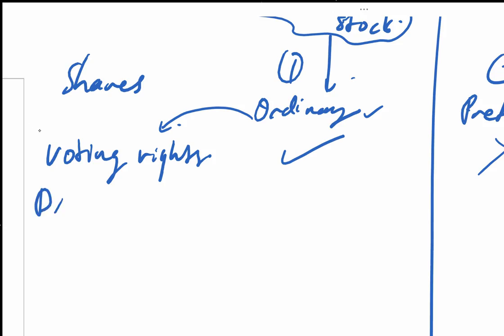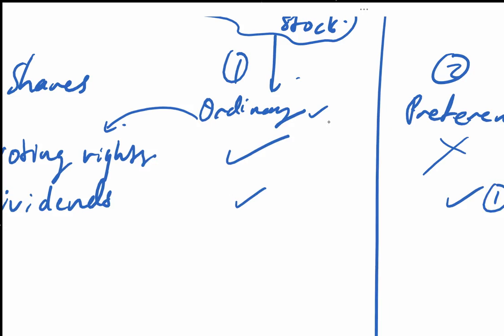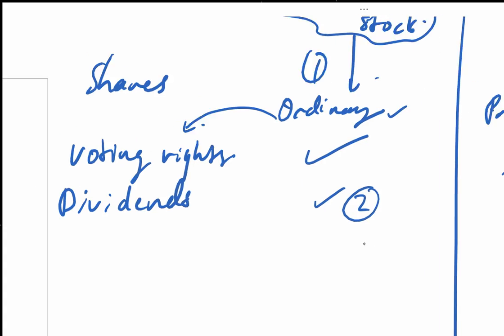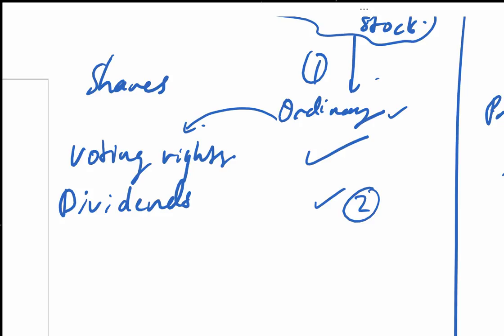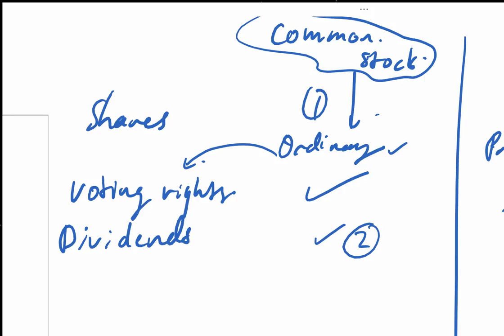And whether you are looking at ordinary shares or preference shares, both of them get dividends. But there is one very interesting difference. Preference shareholders get their dividends first, followed by ordinary shareholders. That's why we have this term preference. Preference means that they get it first. They have preference. After that, the ordinary shareholders get dividends. Right. So that's how it works.